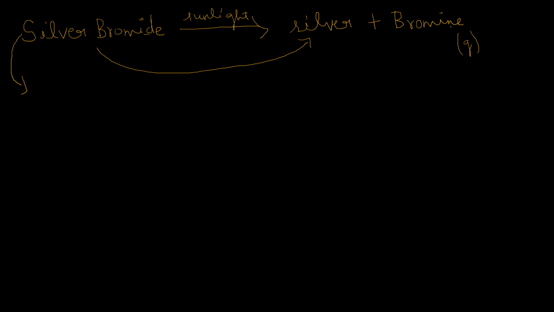So how can we convert this into symbols? First we should know the formula for silver bromide. It's nothing but AgBr. Now let me write the same equation. It forms silver and bromine. Bromine is basically a gas, in a gaseous state, so vapor, Br2.